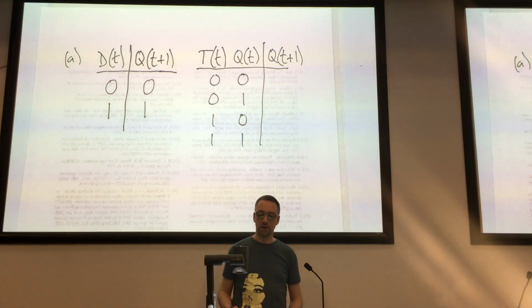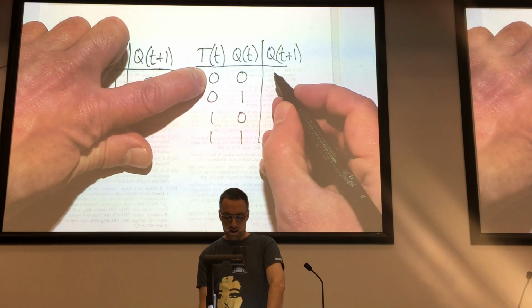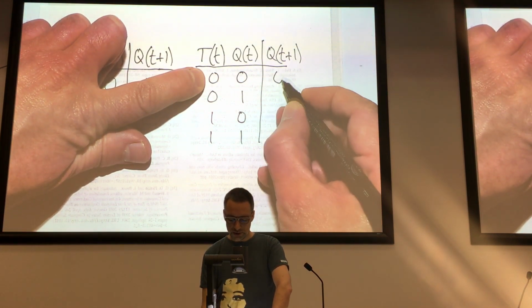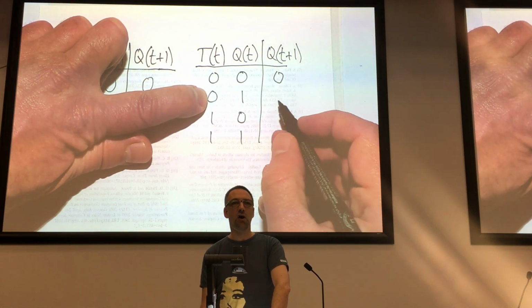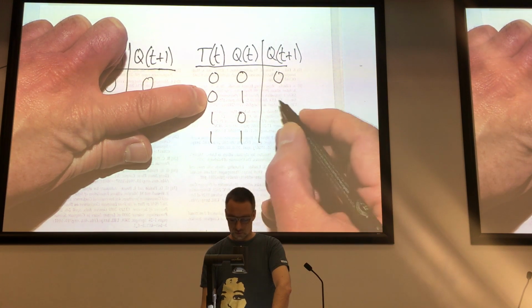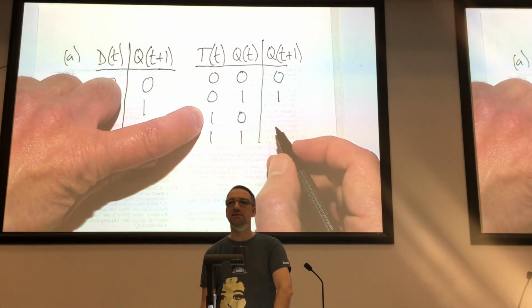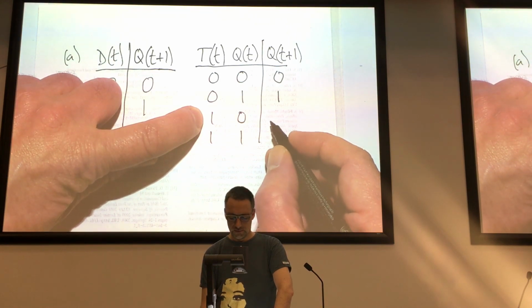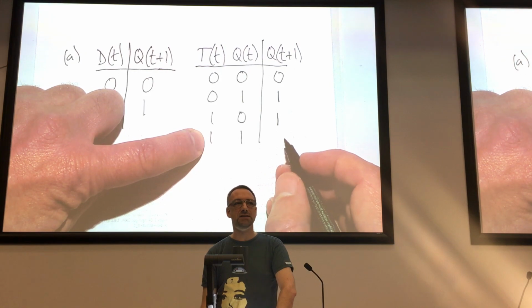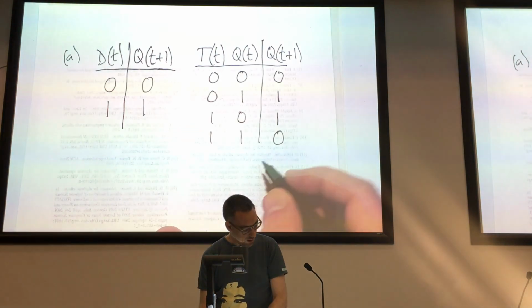Okay, so help me out here. We are not sending the toggle signal, and the current state is 0. What's the new state? 0, because we're not toggling. We're not sending the toggle signal, and the current state is 1. What's the new state? 1. We are sending the toggle signal, and the current state is 0. What's the new state? 1. Yep. We are sending the toggle signal, and the current state is 1. What's the new state? 0. Okay.